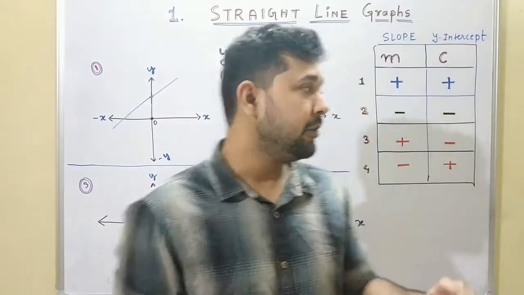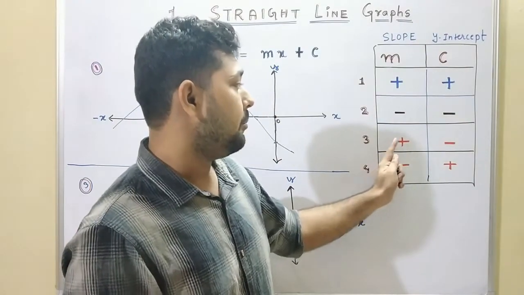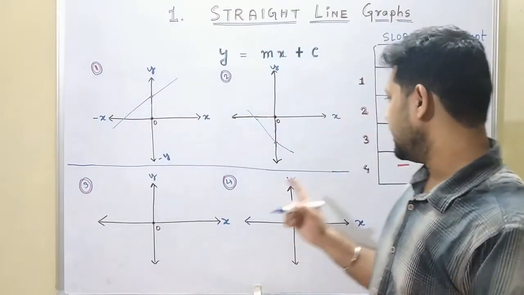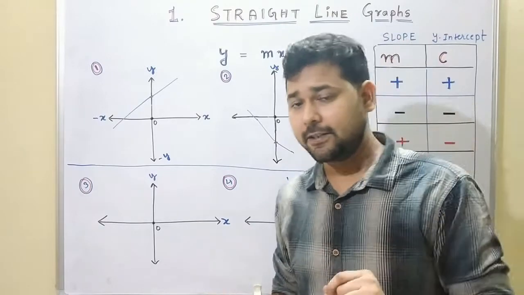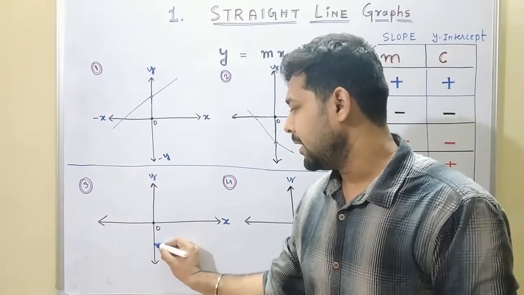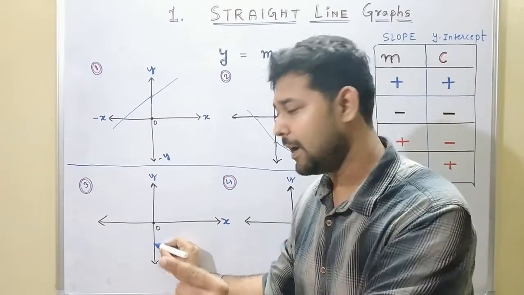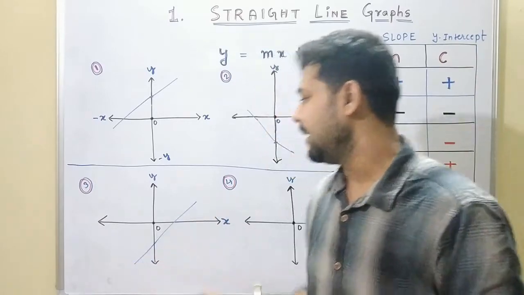So now the values, positive, negative. So again the slope is positive and the intercept is negative. The intercept is negative, now the slope is positive, so I have to draw like this. So this is the answer.